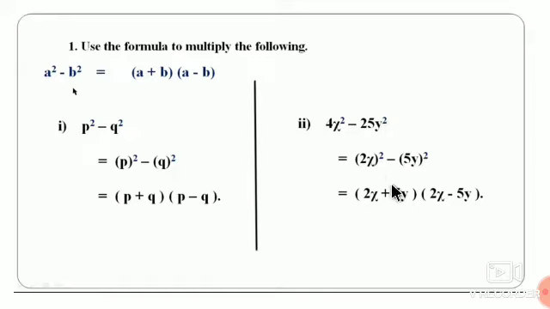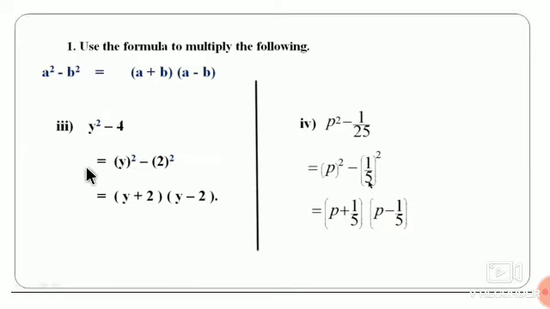Now you can write here both the terms in addition form and in subtraction form. 2x plus 5y, 2x minus 5y. Third example, y square minus 4. The y square is a square number, 4 is a square number. The y square in bracket, y square minus the square root of 4 is 2, so 2 square. Now you can write in addition and subtraction form: y plus 2 and y minus 2.